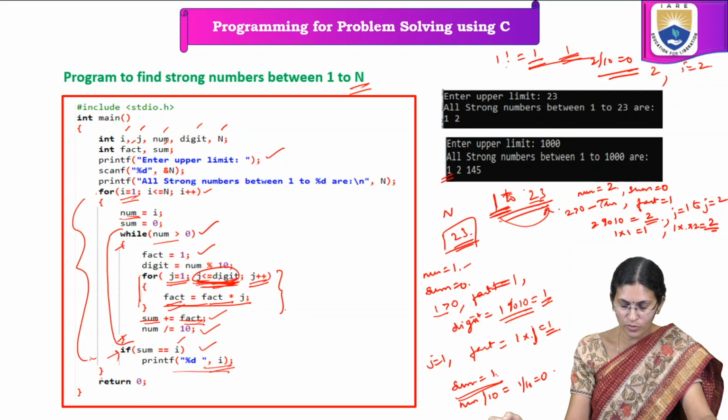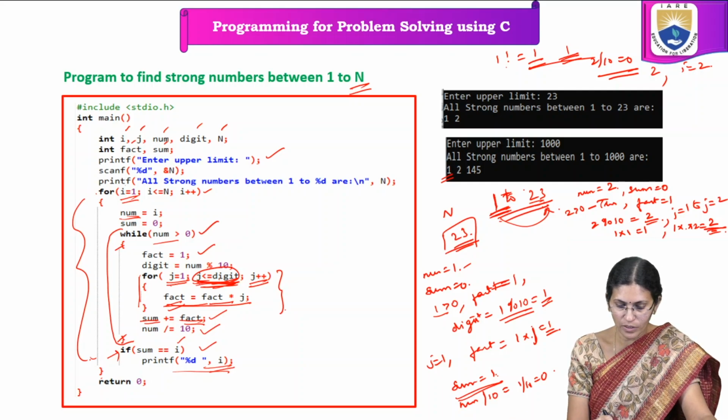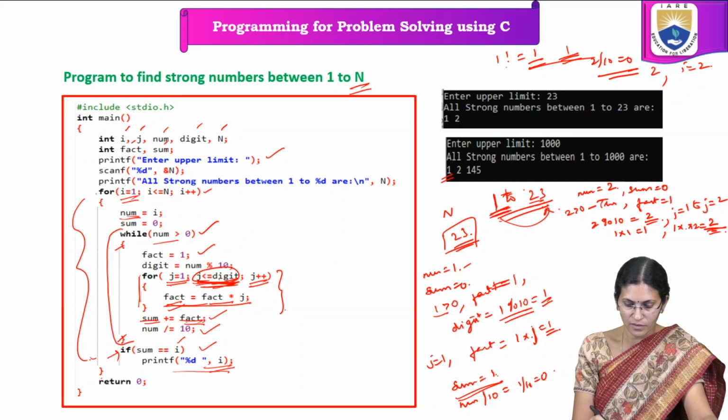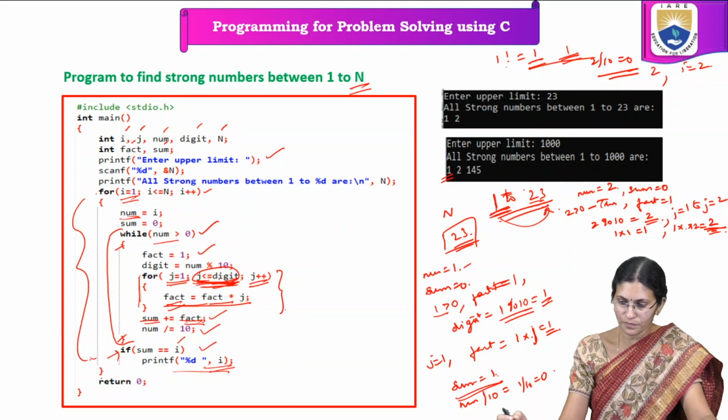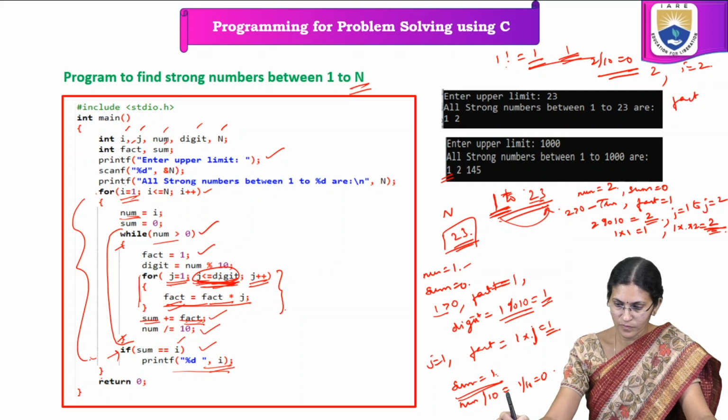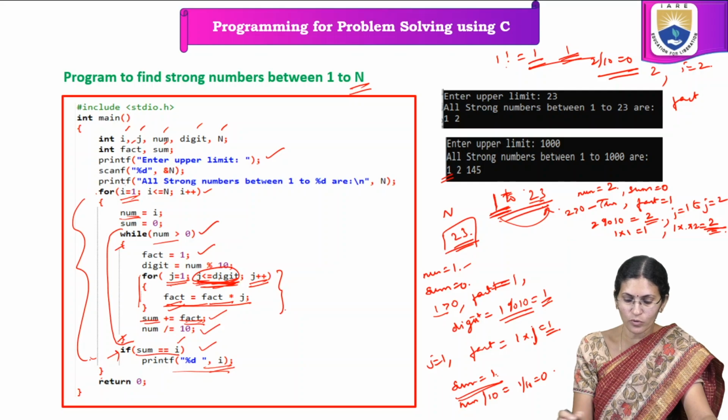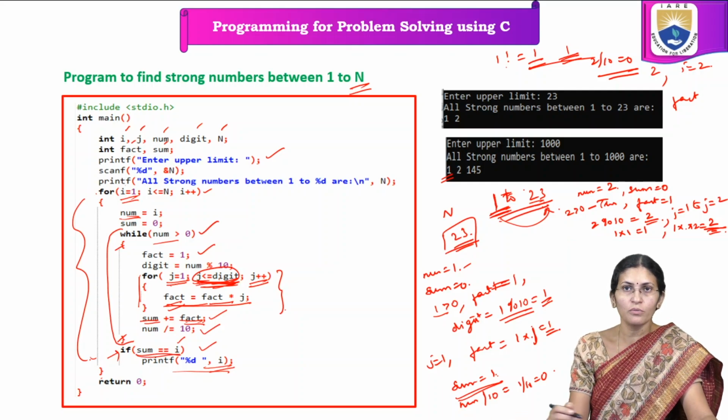I is equal to 2 and fact is equal to 2. And what about the sum? Sum is equal to sum plus fact, and fact is equal to 2. So therefore you can say that both are equal. So 2 is equal to 2. Both are equal. Therefore 2 is also a strong number.